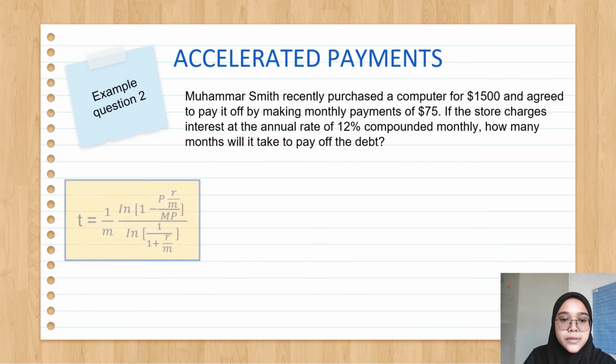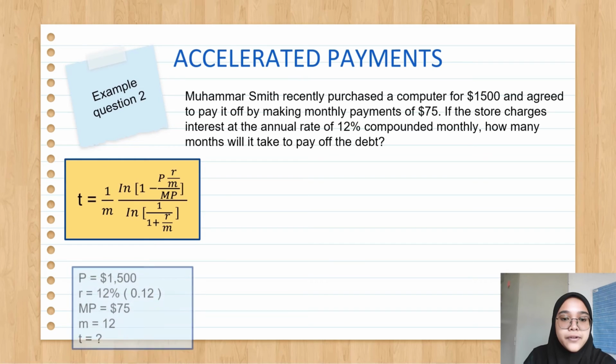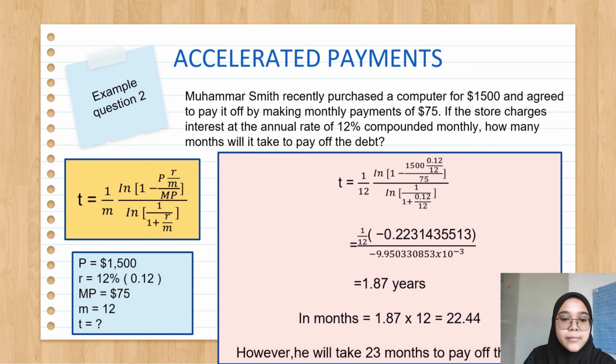Okay, for this question, we use the same formula. Our principal is $1,500. Our rate is 12%, and we convert to a decimal, 0.12. The monthly payment is $75. The number of conversions is 12, because it is annual, and our time is unknown. Okay, let's see.